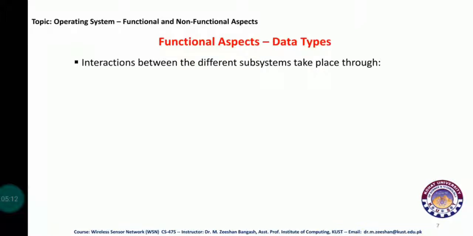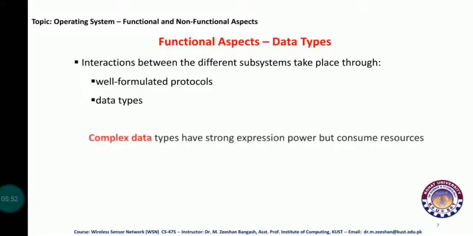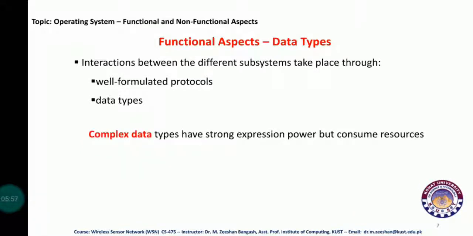So interaction between the different subsystems in a system takes place because of these data types. These data types can be a simple data type like integer, float, or it can be a complex data type like structures, objects, arrays. So that interaction takes place through data types, and the second important thing is some well formulated standardized protocols, and in these protocols these data types are used. So complex data types have more capability, but the main limitation is that they consume more resources, and this is again a challenge in wireless sensor networks.